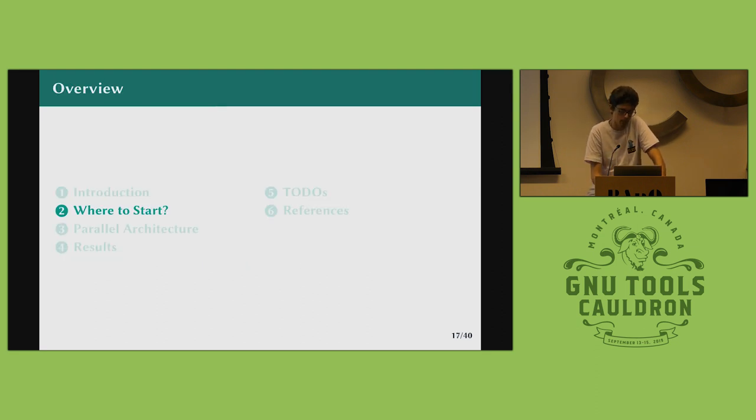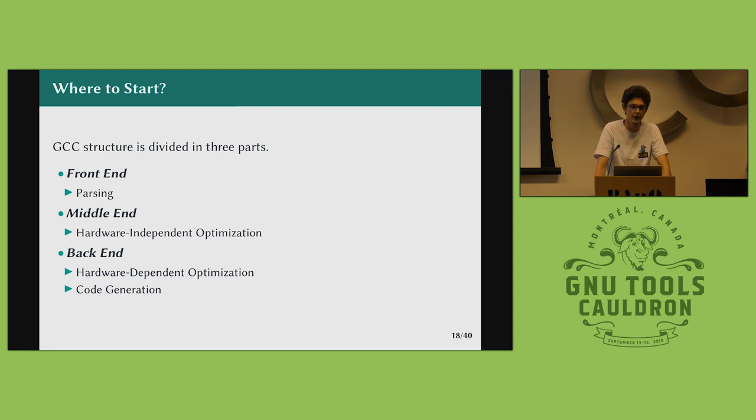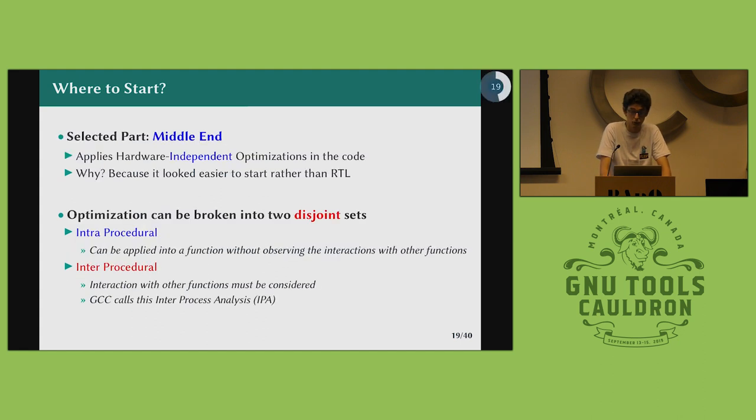So where did we start? GCC is divided into three main parts. The front end, which is responsible for parsing; the middle end, which is hardware-independent optimization; and the back end, which is code generation and hardware-dependent optimization, which I think everyone here knows about. We selected the middle end to start. Why? Because we can affect all current architectures, all ports of GCC which are currently supported. And it should look easier, because RTL only has one single structure representing the current function being compiled.